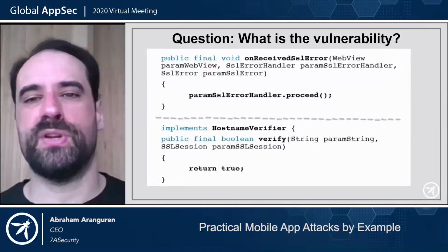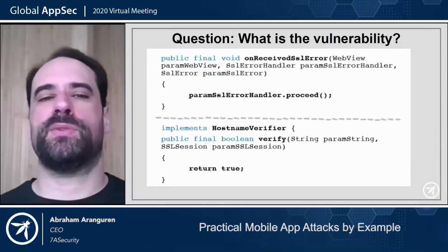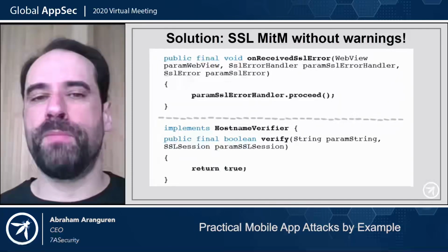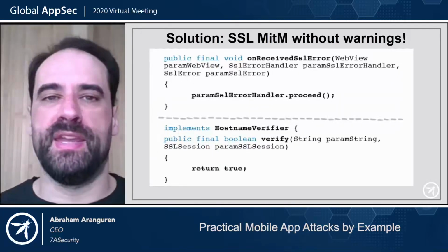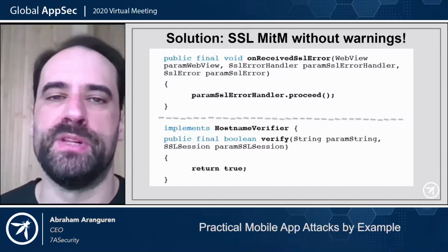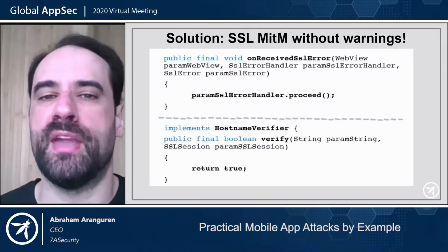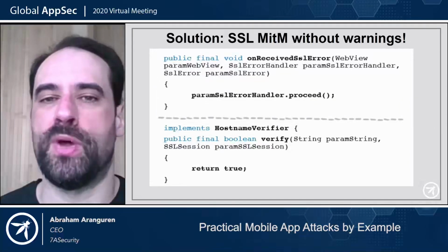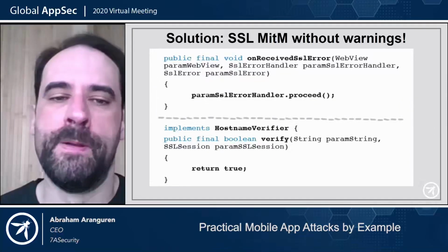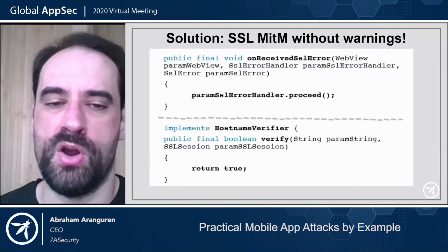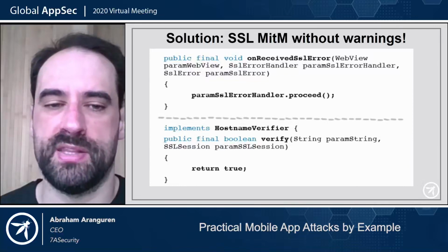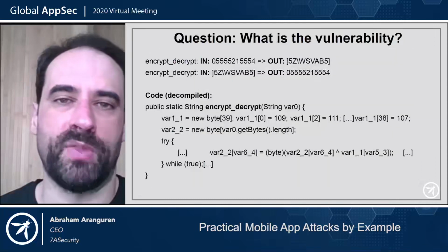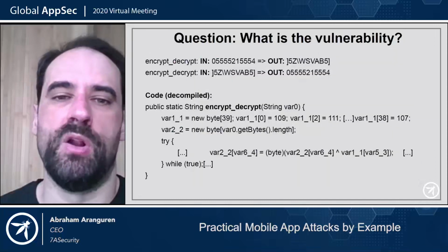So now pause the video and try to see what the problem is with this. So yeah, basically we have SSL man in the middle without warnings, because whenever the application receives an SSL error, it's going to proceed. It doesn't matter what the error is, it's always going to proceed. And if the host name is wrong for the given SSL certificate, it's just going to return true. So whatever happens is going to go, right? It's basically ignoring the warnings.